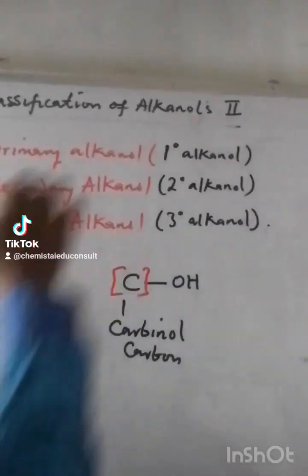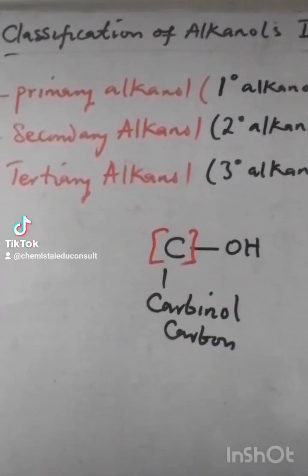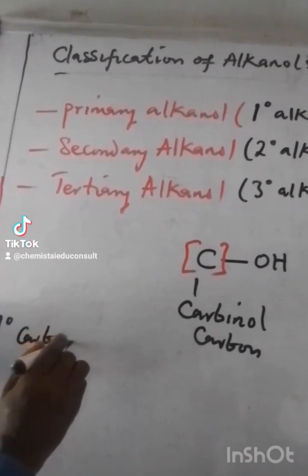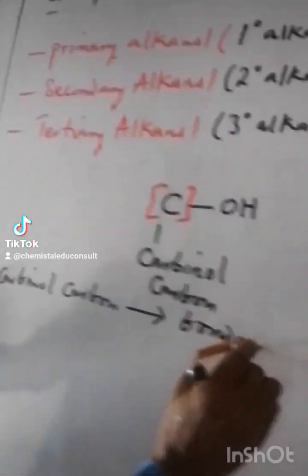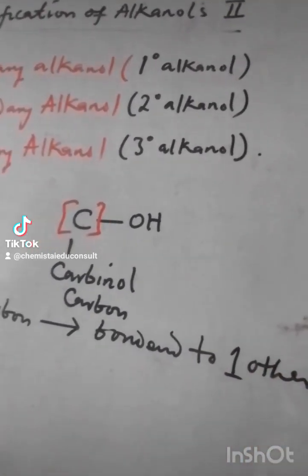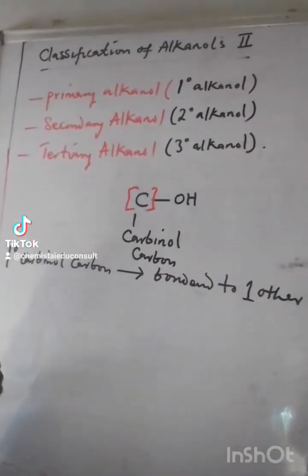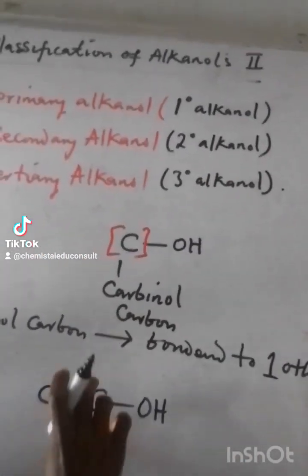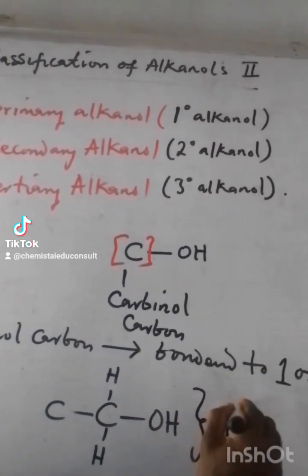Now, primary alkanol is an alkanol that contains at least a primary carbinol carbon. What is primary carbinol carbon? Primary carbinol carbon is the carbinol carbon bonded to one other carbon. A primary carbinol carbon, that is 1 degree carbinol carbon, is a carbinol carbon bonded to one other carbon. For instance, you have a carbinol carbon bonded to another carbon, and the two other bonds remaining are bonded to 2 hydrogen atoms. This is a primary alkanol.